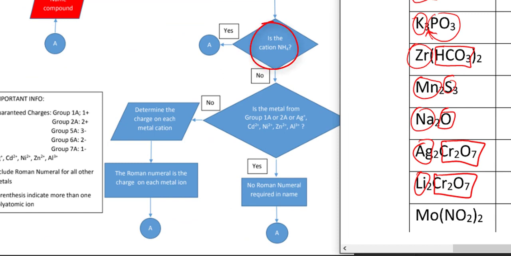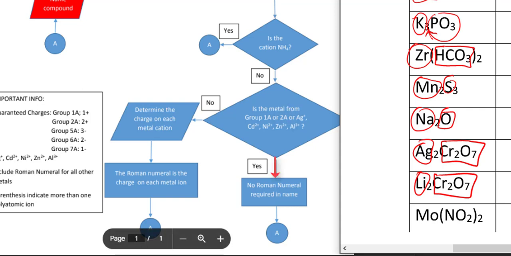The cation, or is the cation NH4? And the answer is no. Okay. So the next question is, is the metal from group 1A or 2A in the periodic table? Or is the metal cation silver, cadmium, nickel, zinc, or aluminum? And it turns out that strontium is in group 2A. Okay, so we answer yes.